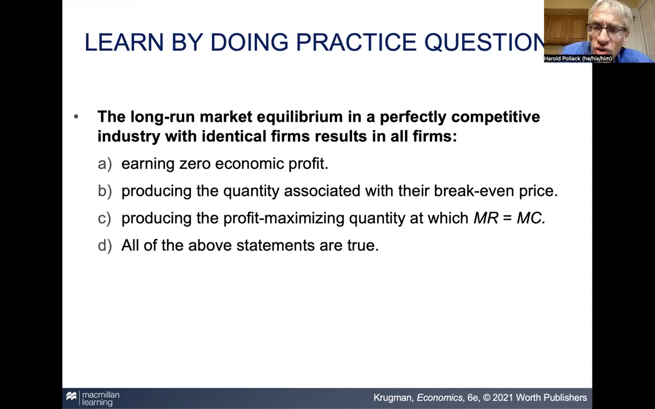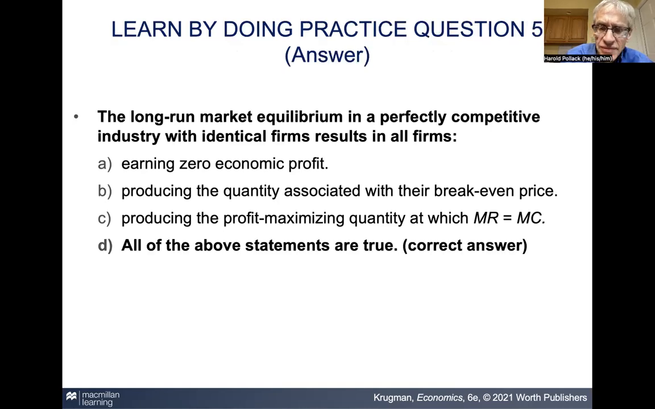What happens in the long run if you have a perfectly competitive industry with identical firms? Each one's earning zero economic profit. Each one's producing the quantity that leads to their break-even price. And they're producing the profit maximizing quantity, where marginal revenue equals marginal cost. And this marginal revenue is the market price. So these are the three main things that are happening in the long run when you have a perfectly competitive market with identical firms.